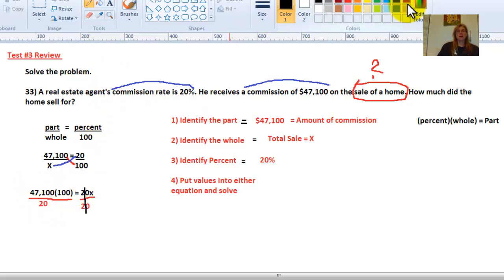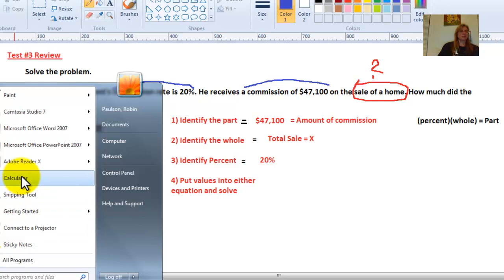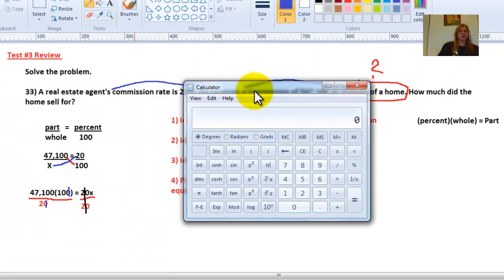We can start to simplify the math. 100 has a 0, which can be divided by 10, and 20 can be divided by 10. So we're just bringing down the numbers a little. So then we do $47,100 times 10 over 2. So let's pull out the calculator just to make it clear. We're going to do $47,100 times 10, which is just adding a 0 to that number.